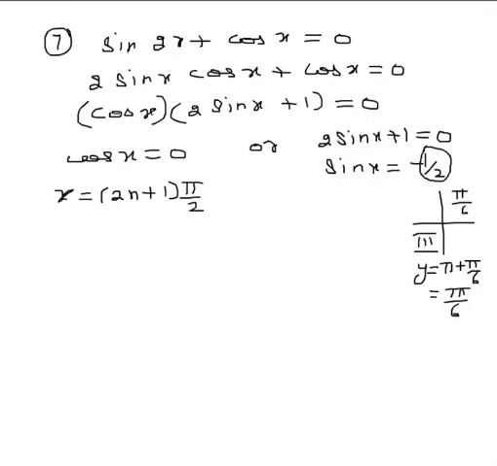We have to use the formula sin x equal to sin y. The formula is x is equal to n pi plus minus 1 whole power n times y. We get n pi minus 1 whole power n. Y is 7 pi by 6.